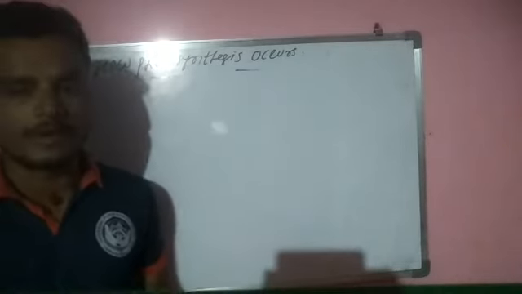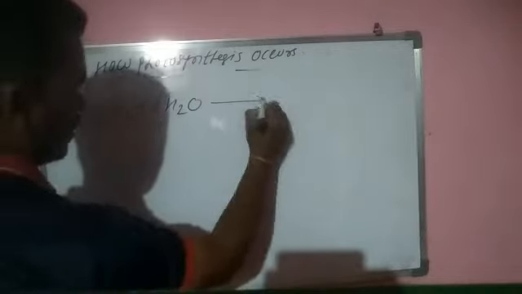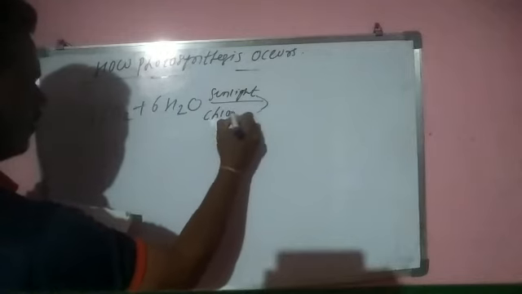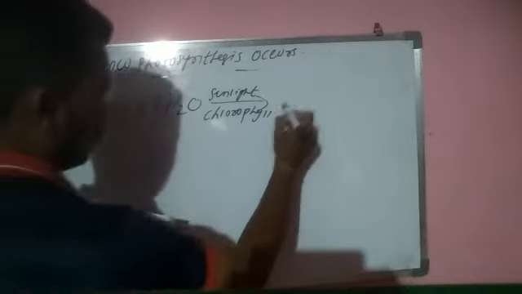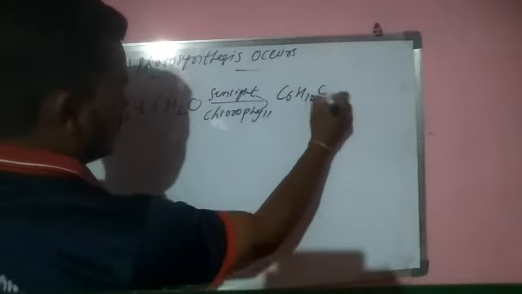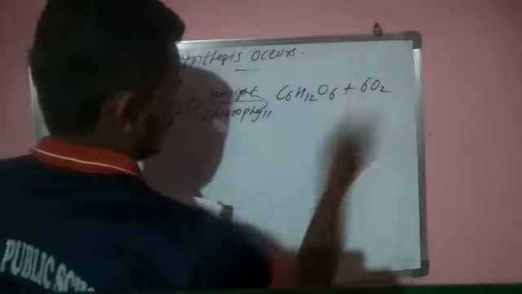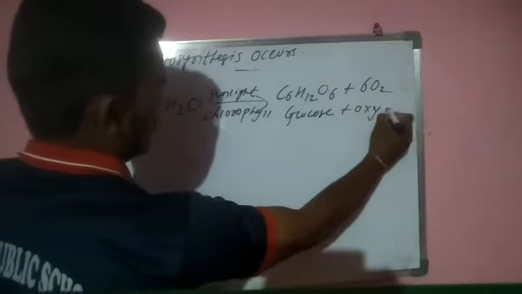Now see, with the help of a chemical reaction, let us try to understand this. When carbon dioxide reacts with water in the presence of sunlight and chlorophyll, it produces glucose, C6H12O6, plus 6O2. This one is glucose and this one is oxygen.